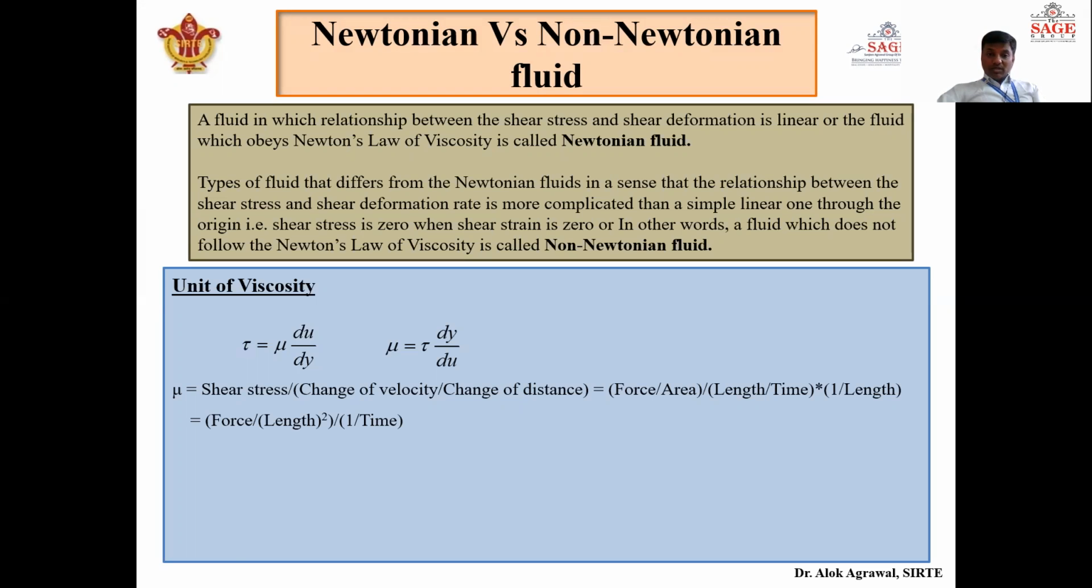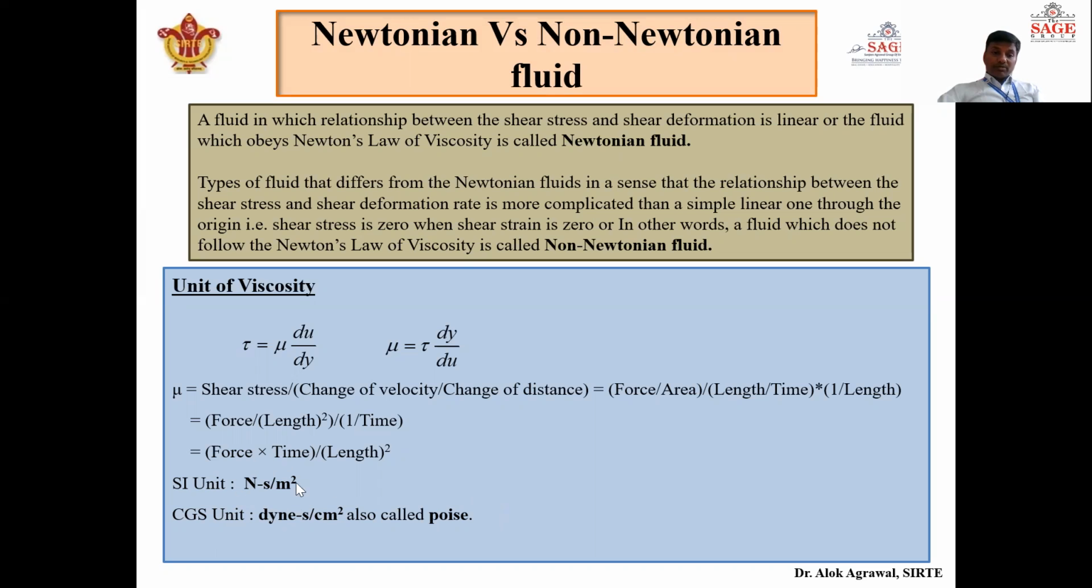When we write the unit of each one, that is force in Newton, area in meter square, dy in meter, du in meter per second, after solving it we get the unit of viscosity as force into time by length square, that is Newton second per meter square, which is the SI unit of viscosity. And the CGS unit of viscosity is dyne second per centimeter square, which is also called poise.